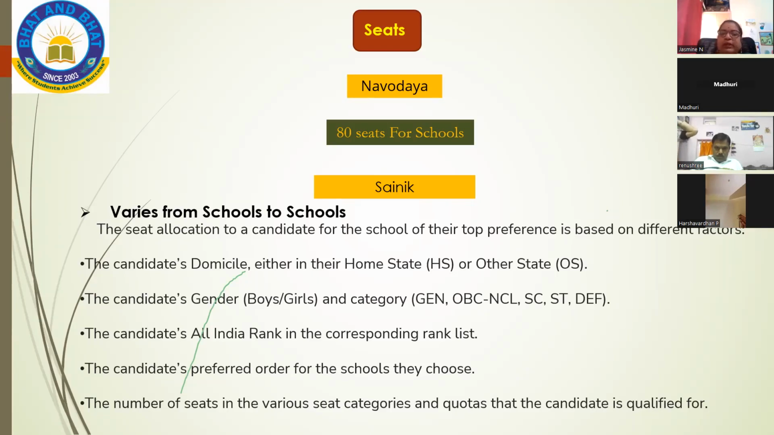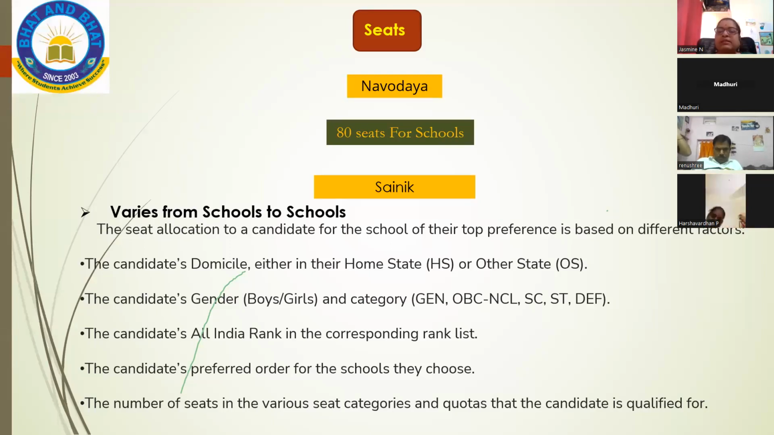Whereas in Sainik school, it varies from school to school. They will give more preference only to the home state people. So in order to apply for this examination, parents, everyone, just take it that within 2-3 weeks, at any time, they will release the Sainik notification and application. So everyone be ready with the domicile certificate from the corresponding tahsildar office. You just go and inquire, and collect the domicile certificate if you belong to that particular state.